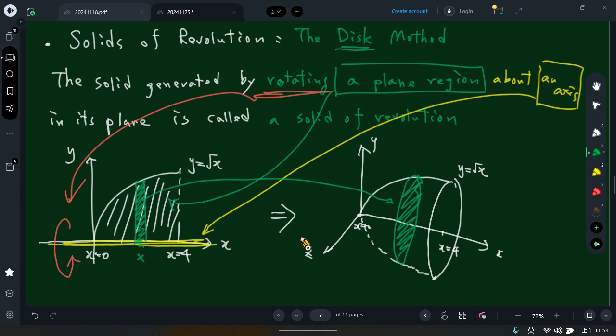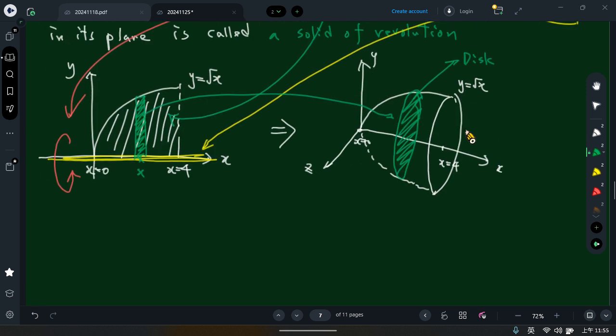Then if you want to get the volume, at each point we use the height as the radius, then you can get this circle. It's a disk. This shape is a disk. Then try to sum all these disks together, and you can get the whole volume. So that's why we say it's the disk method.